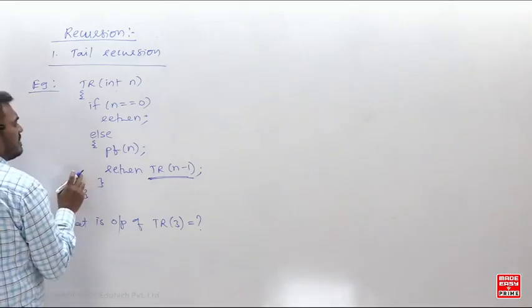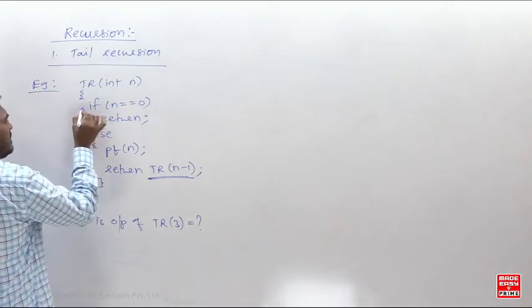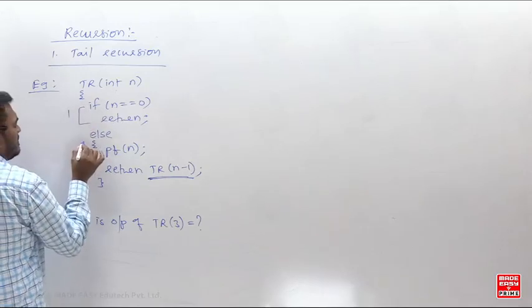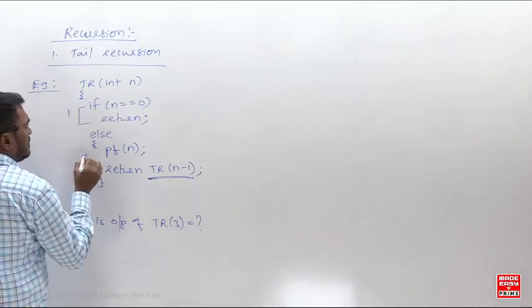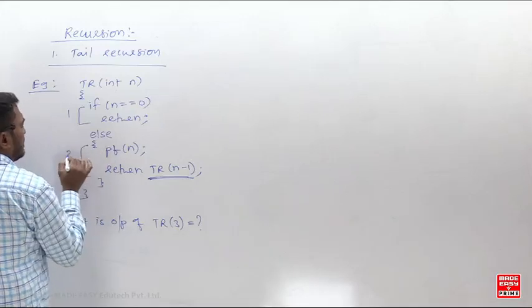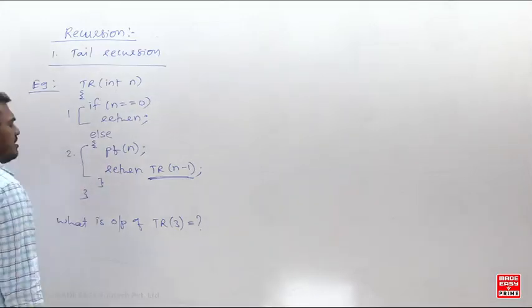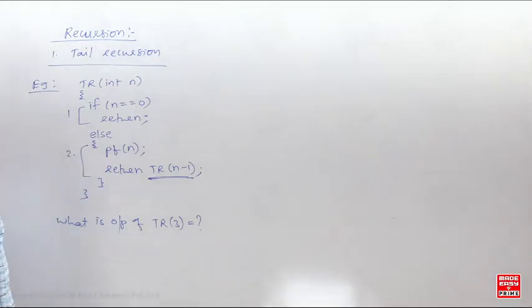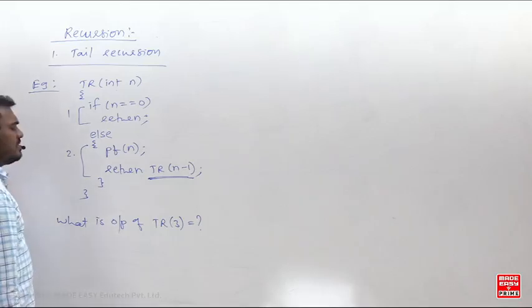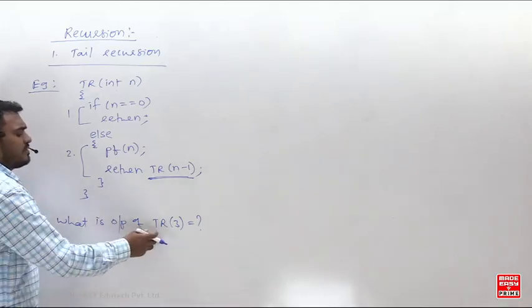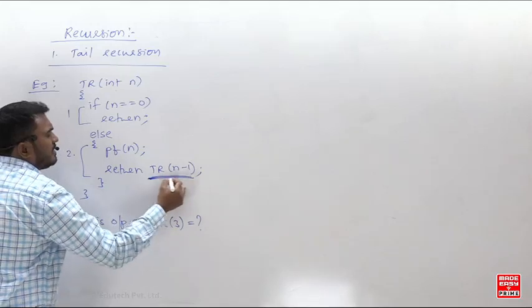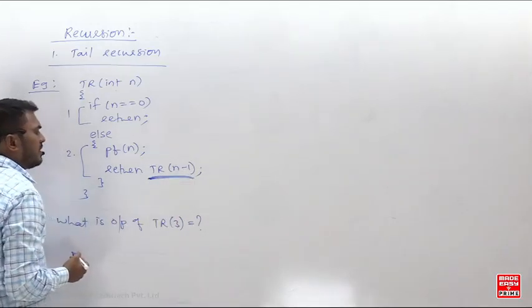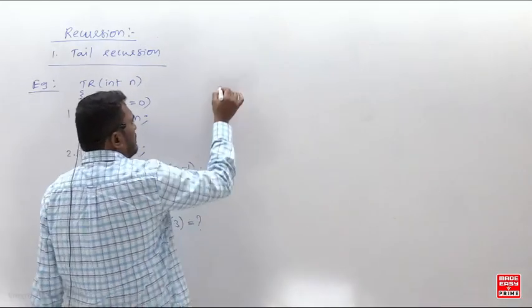Now for easy understanding, you give the numbering. Let's say this is the first statement, and the next is the second statement. We are writing the two statements. Now understand carefully what is the output of TR of 3. In the tail recursion, in the program, the very last statement is what? A recursive call, right?